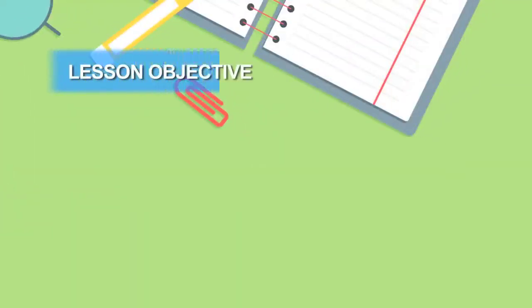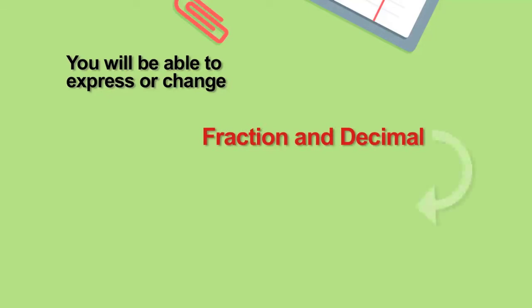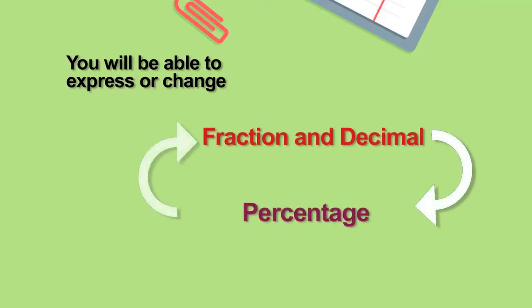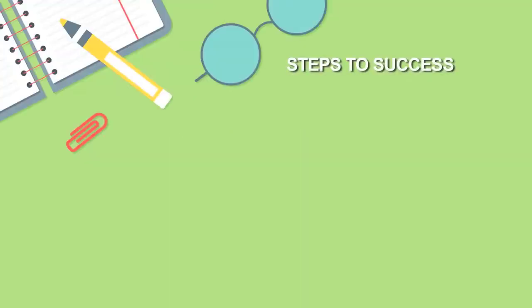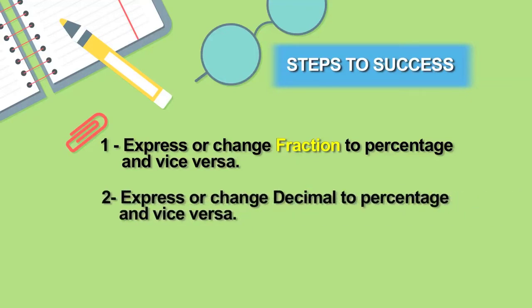Now, let's begin with the objective of today's lesson. At the end of the lesson, you will be able to express one quantity as a percentage of another quantity. What does it mean? You will express or change fraction and decimal to percentage, and percentage to fraction and decimal. Next will be steps to success. The first step is you will express or change fraction to percentage and vice versa. The second step is express or change decimal to percentage and vice versa.